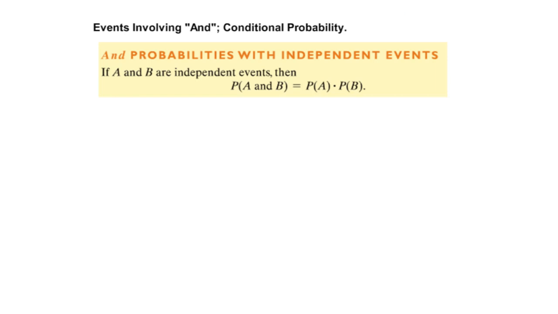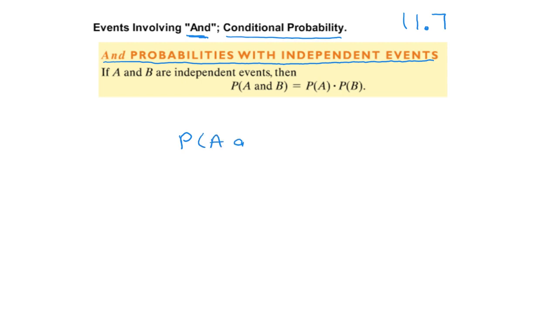This is section 11.7. In this section, we are going to learn about events involving the word "and" and we'll also cover conditional probability. To start with, we're looking at "and" probabilities with independent events. It states, if A and B are independent events, then the probability of A and B can be found by finding the probability of A times the probability of B.